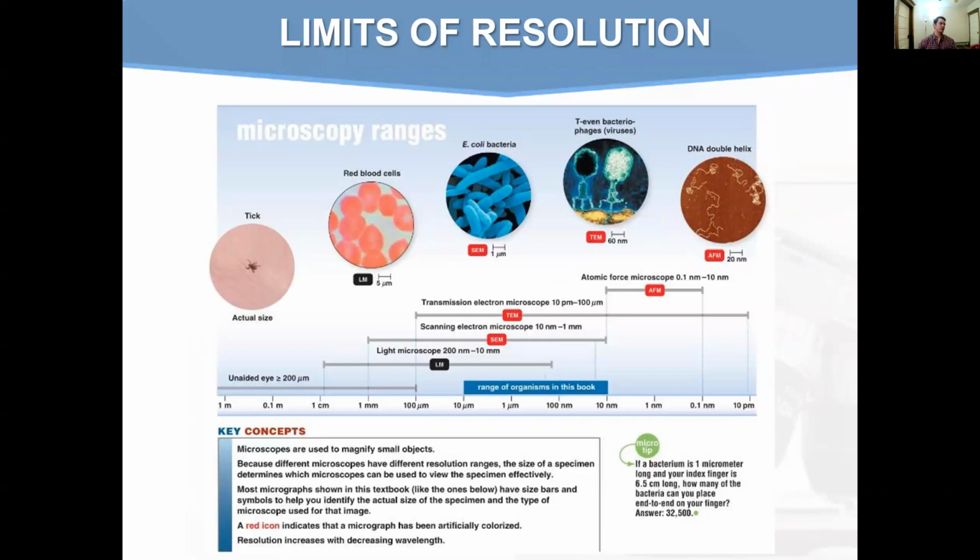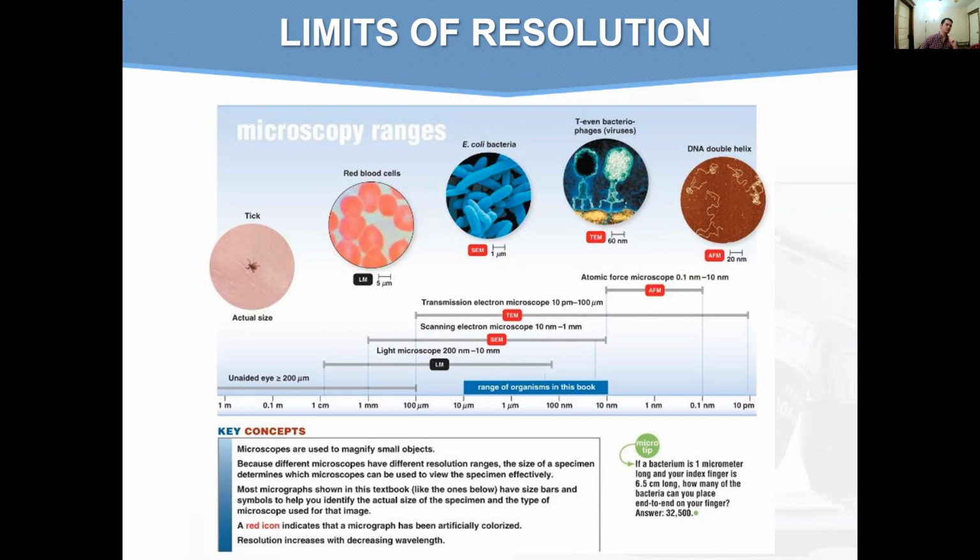To that end, here we have a brief little summary of the limits of resolution. Here you can see a tick, and with the unaided eye, you can see to about 200 micrometers. Using a simple light microscope, you can get down to about 200 nanometers. Then using a scanning electron and a transmission microscope, sorry, this isn't a simple microscope, this includes compound microscopes, obviously. With a scanning electron microscope, that goes down even more, and then the atomic force microscope over here.